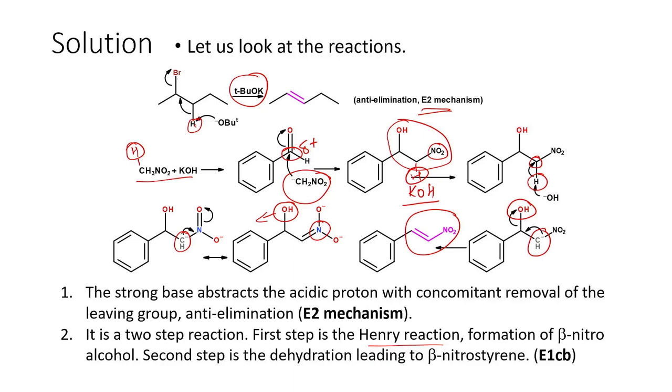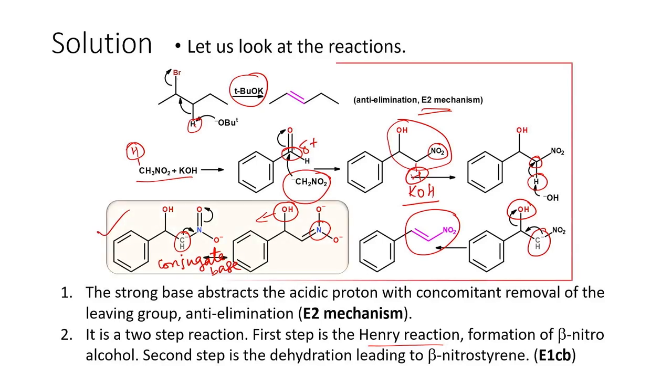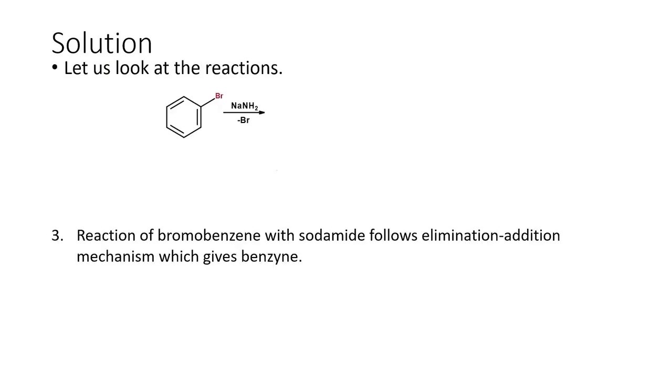In the E1CB mechanism, basically the formation of the conjugate base is the most important case, and that is what is happening in this reaction. So we can say the second reaction is the one which follows the E1CB mechanism. And when we move on to the next reaction, the third reaction is the reaction with bromobenzene. The bromobenzene, in the presence of sodamide, a strong base, loses a hydrogen atom.